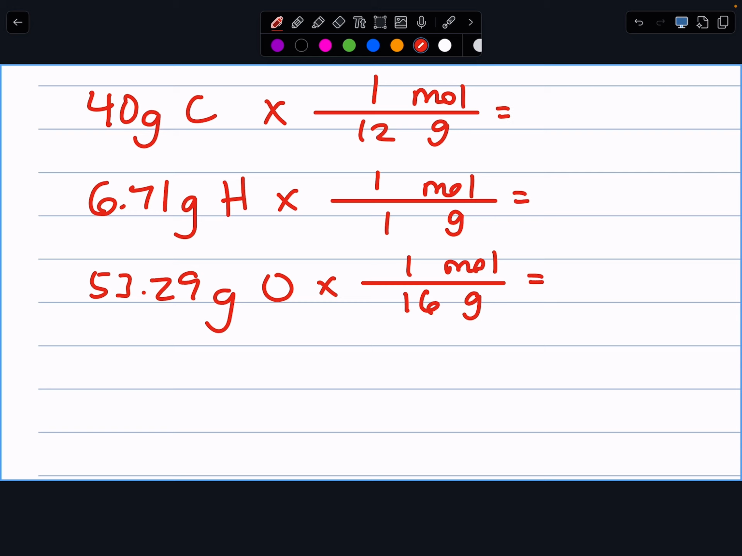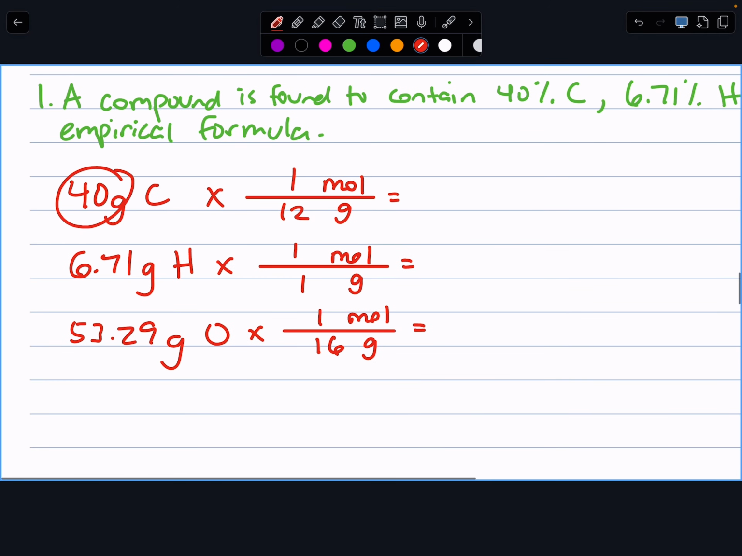You're with me? Now you divide all the numbers together. 40 divided by 12, what is that? I'll tell you. 3.333. Next one. Obviously, this divided by 1 is just good. And then 53.29 divided by 16 is 3.3306.